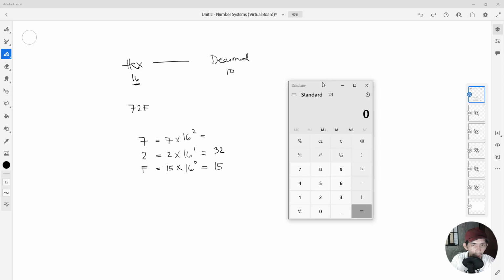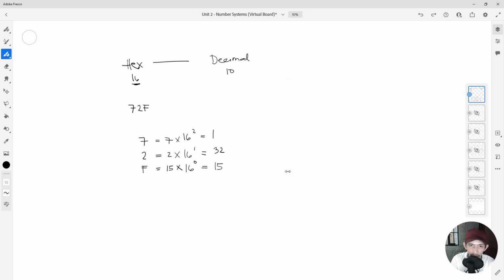Magka-calculator na tayo ngayon dyan, kasi hindi naman tayo mathematician eh. So, 16 times 16, that means 256. 16 raised to 2 is 256. And then, multiply natin siya into 7. And then, the answer is 1,792.